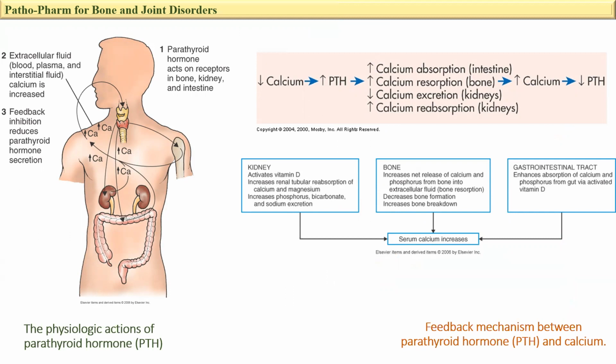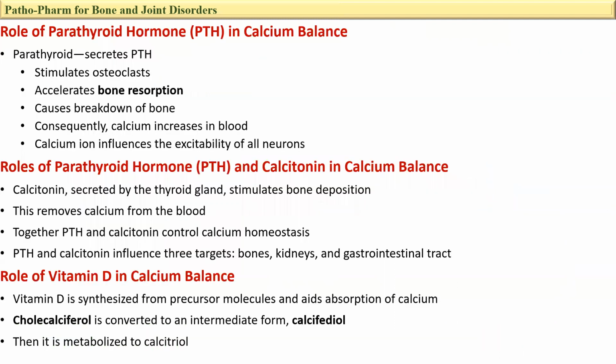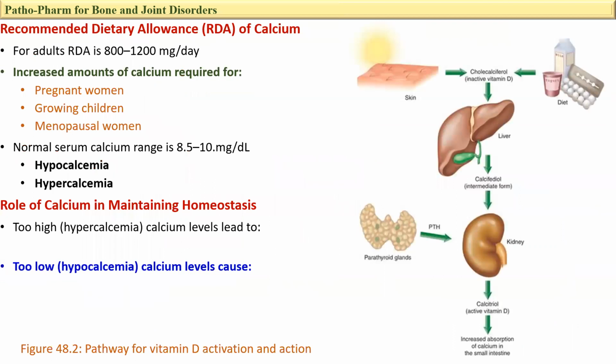Here is another figure of the negative feedback mechanism between the parathyroid hormone and calcium, and how the PTH hormone controls the calcium level in the blood. This slide also continues to discuss the same concept of calcium and vitamin D homeostasis, which has been covered in previous sections of the endocrine system.